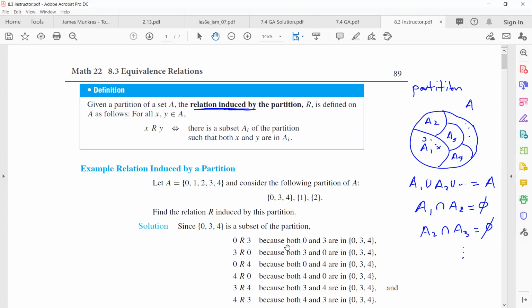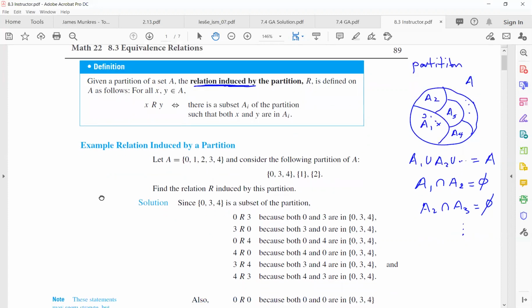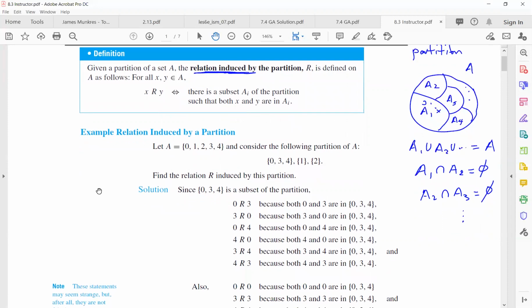Let's go over one example to see what's going on, to feel comfortable about this. Suppose set A is defined as a set including 0, 1, 2, 3, and 4. Suppose you have the following partition. These are subsets of set A. The union is equal to A, and there is no intersection between these 3 sets. So these 3 sets satisfy the definition of a partition.